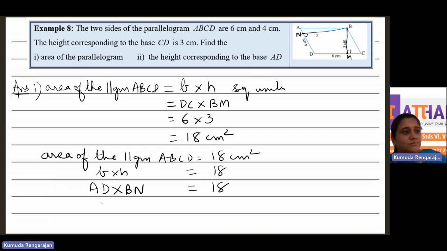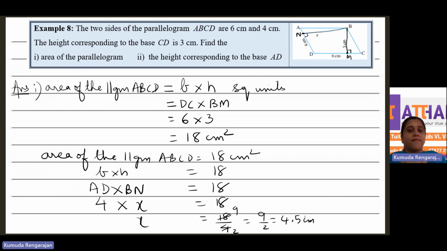Now how much is the AD? How much is the AD, Avnish? 4 into how much is BN? 4 into X is equal to 18. Then what is X? X is equal to 18 divided by 4. 2 9s are 18, 2 2s are 4. That is equal to 9 by 2. When you divide, you will get 4.5. 4.5 centimeters.